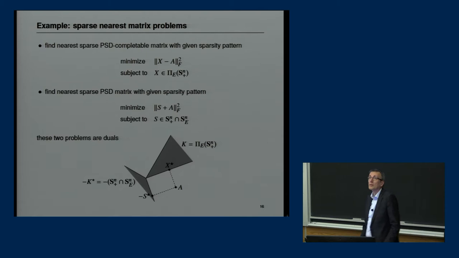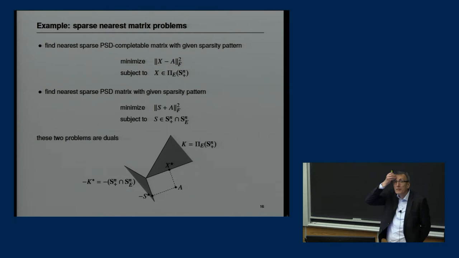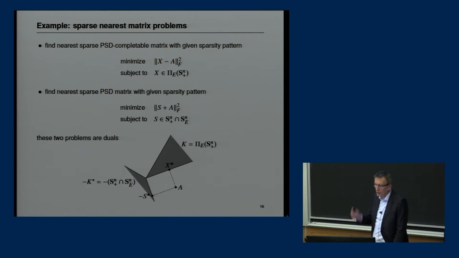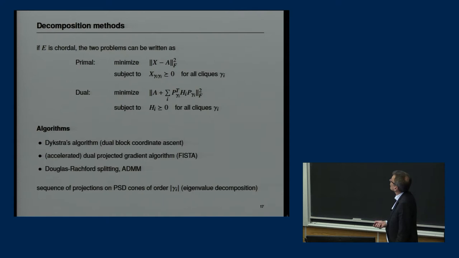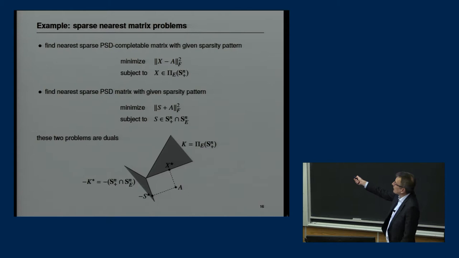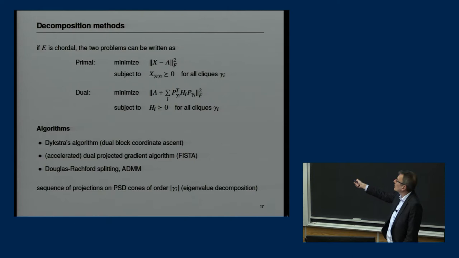So in general, if N is very large, these are difficult problems, because projecting on a positive semidefinite cone with a sparsity pattern is expensive. And even projecting on a dense positive semidefinite cone for large N is very expensive. But these decomposition results allow you to decompose that into much smaller projections. If the sparsity pattern is chordal, then by this decomposition result, we can express the cone of positive semidefinite completable matrices as an intersection of simple matrix constraints, each for only one clique in the sparsity pattern. And then we can project on the intersection of these constraints.